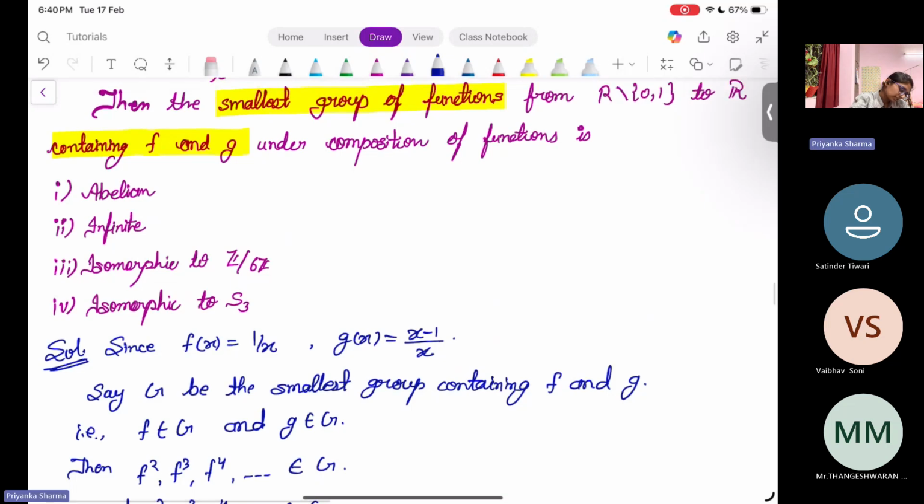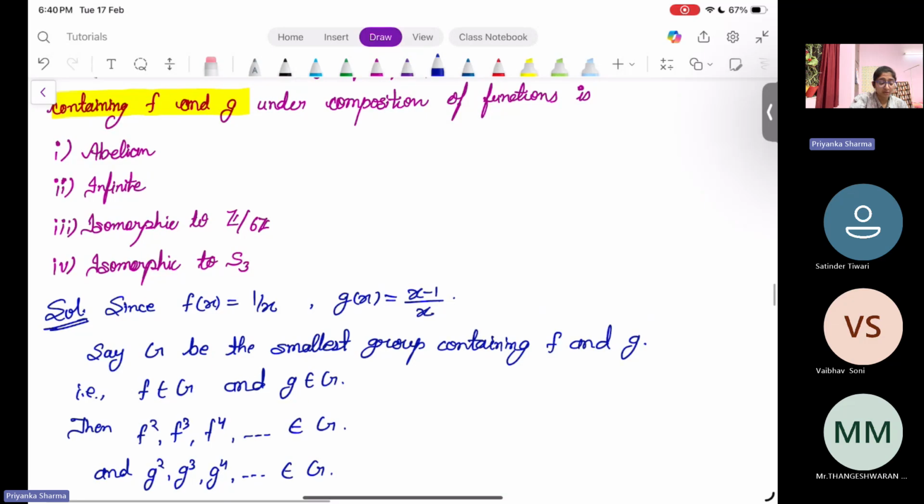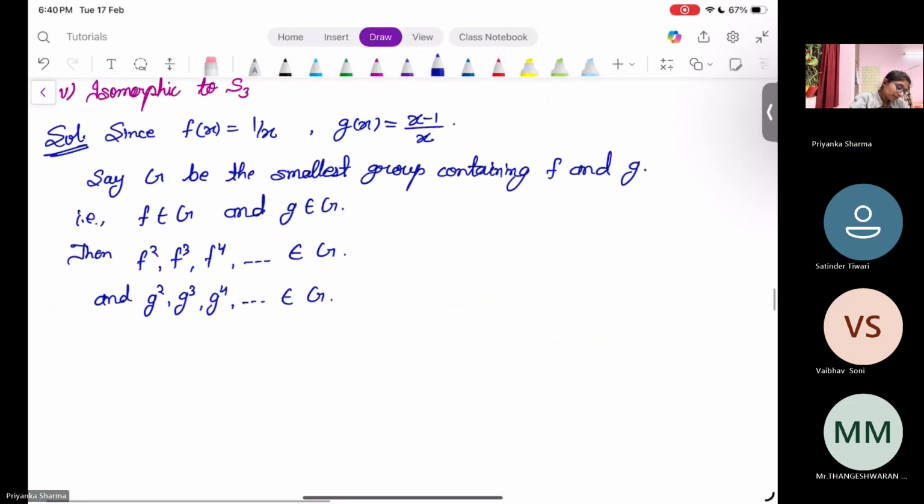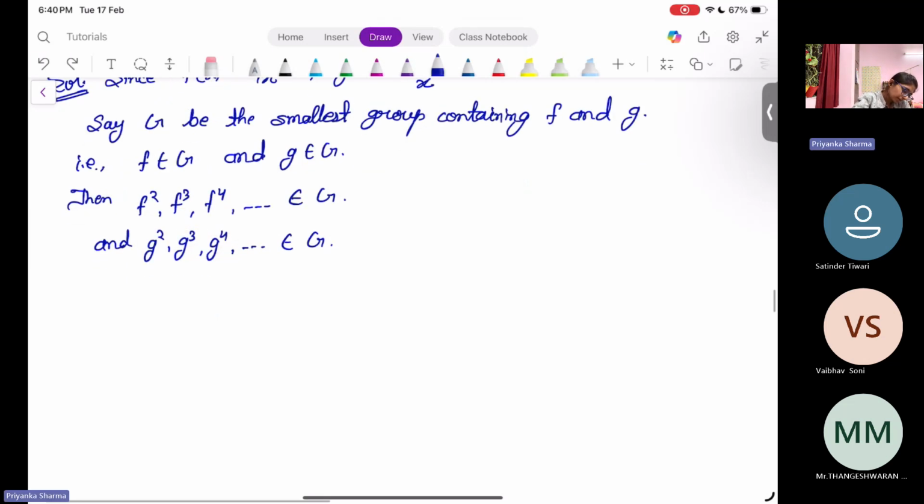See, the options are the group is infinite. So we need to check whether the group is infinite or finite. It is actually the question that either all these powers of f are disjoint or we can have a finite order of f. Okay. So consider f square. What will be f square?